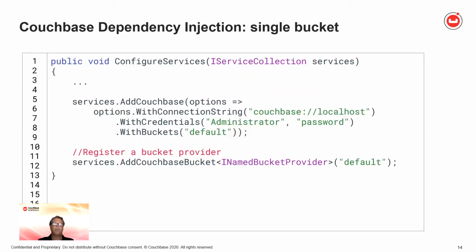So Couchbase dependency injection using a single bucket is pretty straightforward. The first thing you do is in your Startup.cs class, in the ConfigureServices method, on the services collection, you call .AddCouchbase, and then you pass in the options that you want to associate with that cluster. Finally, you call services.AddCouchbaseBucket, INamedBucketProvider, and you pass in the name of the bucket that you want to associate with. This will associate the INamedBucketProvider here with the default bucket.